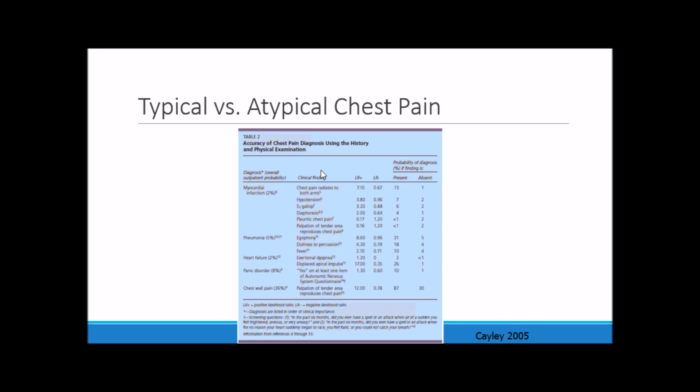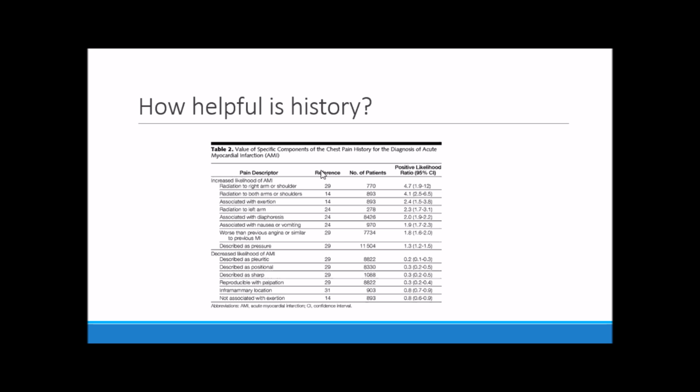Now, if you look at the negative likelihood ratio of palpation of tender area reproduces chest pain, it's 1.2. And so this is where you have to be a little bit careful. Seeing reproducible chest pain does make it less likely, but it's not tremendous. If you look at that negative likelihood ratio, it's 1.2. We like to see 10, that would be awesome. So it's not fantastic.